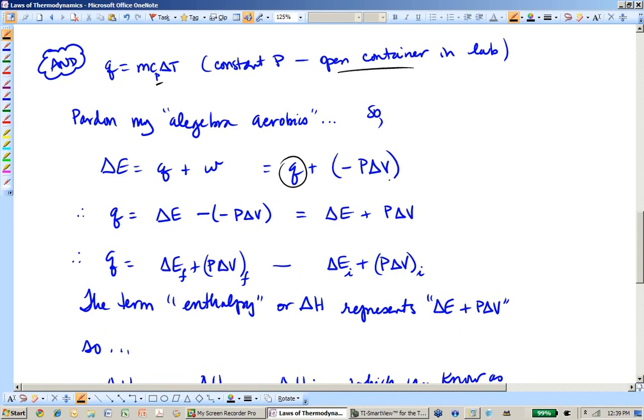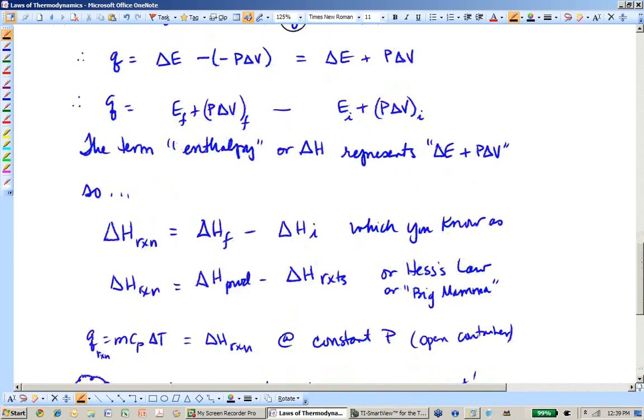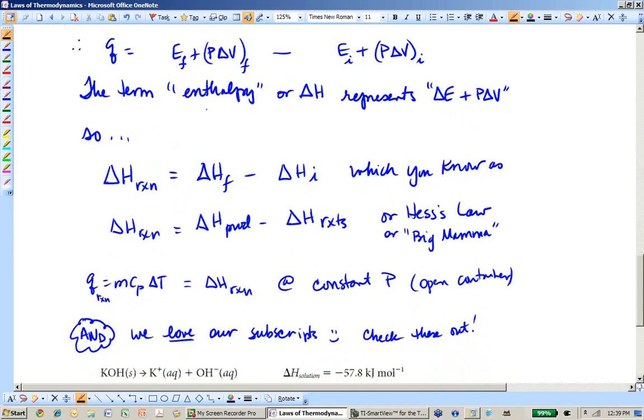So now these deltas I can get rid of, if I write the final energy plus P V final minus the initial energy plus P V initial. So I can actually get Q down to those terms. And all of that work is simply to derive the term for you, enthalpy. You've gone on faith at this point. Sometimes you have to ask why. If you don't care why, that's fine. But if you do care, then the term enthalpy, or delta H as we symbolize it, represents the delta E plus P delta V term in both of these expressions.